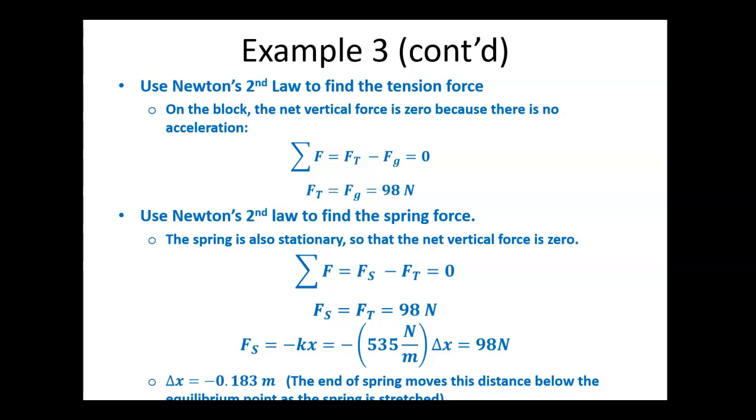Now the spring is also stationary, and so the net force on the spring is also 0, that means that the spring force must equal the tension force, which is 98 newtons. And because we know the K, the spring constant, is 535, and we know the spring force is 98, we can solve for delta x. The spring must have been pulled 0.183 meters down, or in other words, the delta x is negative. It moved in the negative direction by 0.183 meters.